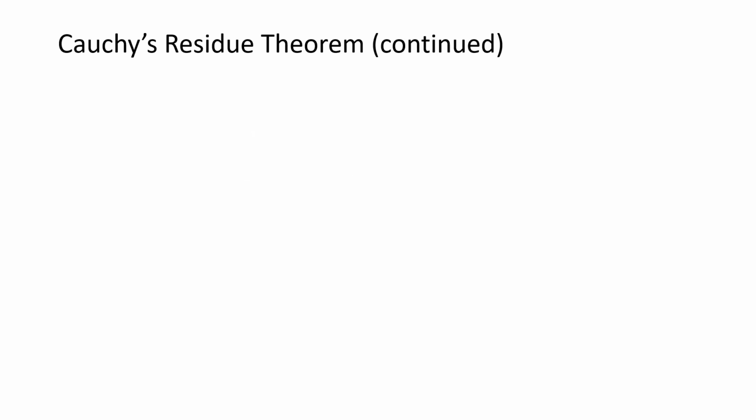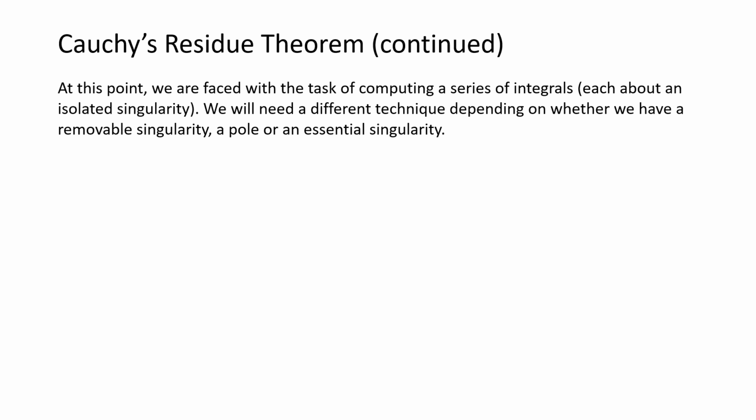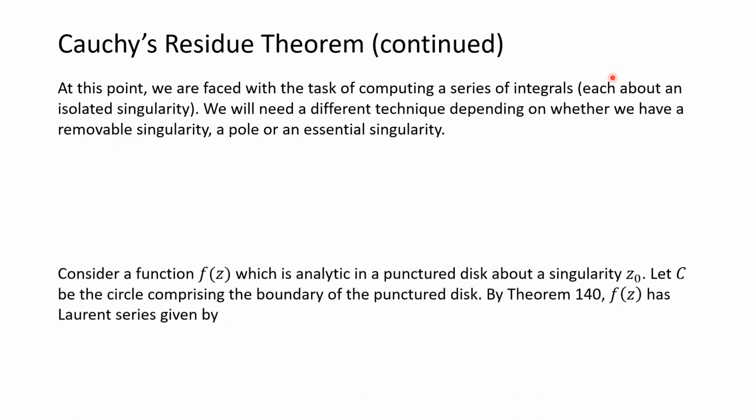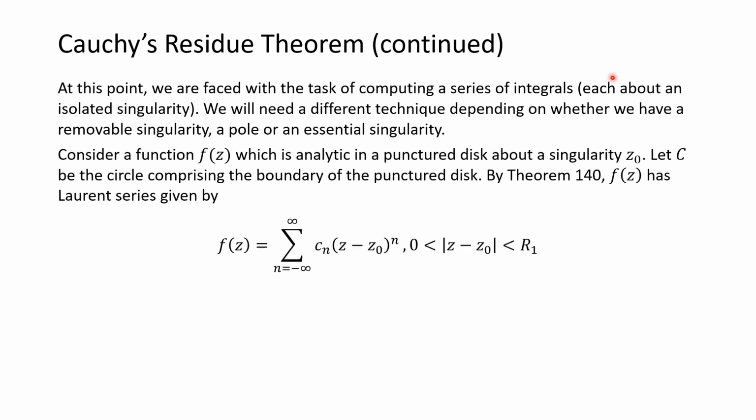So we've reduced our problem to solving a series of integrals, each one about a singularity of the given function, and each contour is a circle. The solution is going to depend on the type of singularity, whether it's removable, a pole, or an essential singularity, and we'll cover those cases in a minute. What I wanted to mention here is that by Theorem 140, which concerns the Laurent series, our function f of z is analytic in a punctured disk about z sub 0.